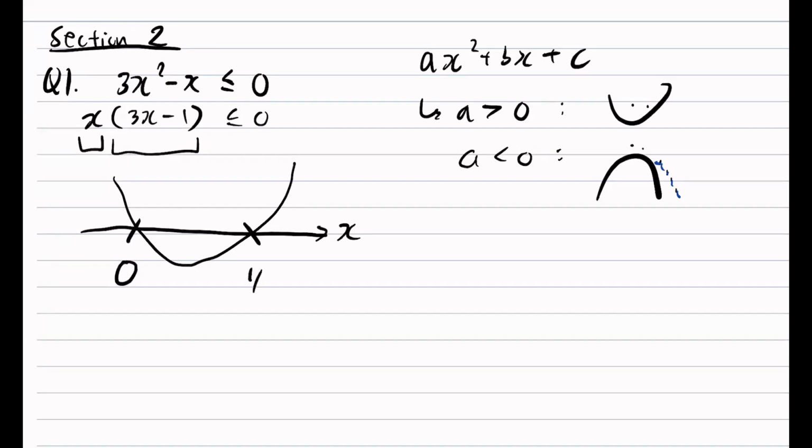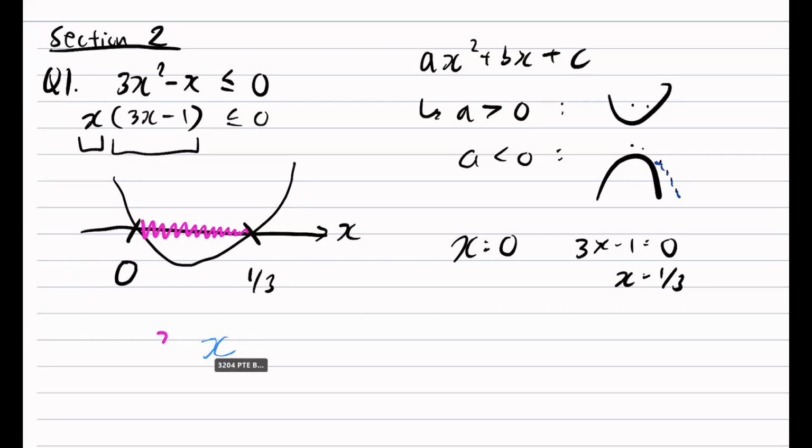So what are the two roots? 0, 1/3. How do I get that? Set each factor to 0, then solve for x. Then less than or equal to 0. Which part? Can you highlight for me which part you are looking at? Correct. Then you focus on the shadow. So therefore, it will be this region here. Then what's the answer? x more than or equal to 0, and less than or equal to 1/3.